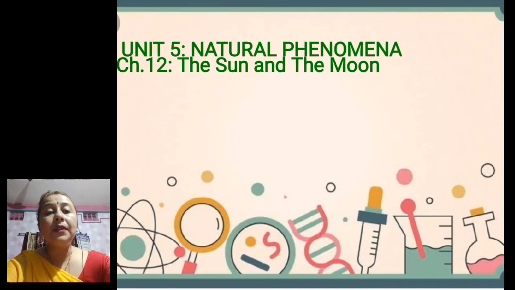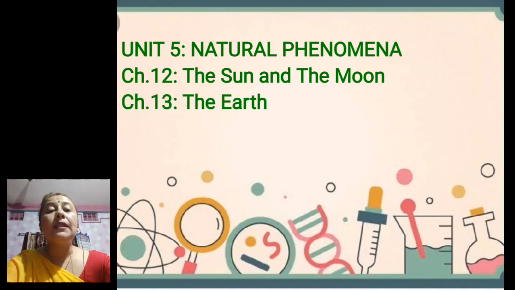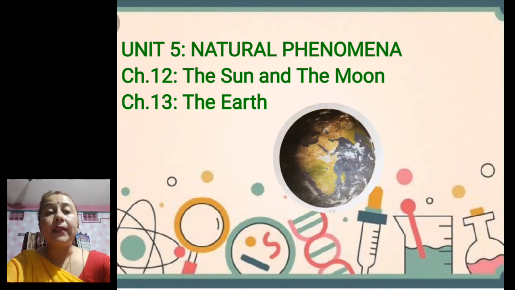So the next chapter, children, is from unit 5 only, natural phenomena, that is the sun and the moon, and chapter 13, the earth. In chapter 12 we will learn about the sun and the moon. We know that there are three important things when we look up in the sky: the sun, which shines very brightly during the daytime; the moon, which shines during the night time, and millions of stars, right? So in chapter 12 we will learn about the sun and the moon.